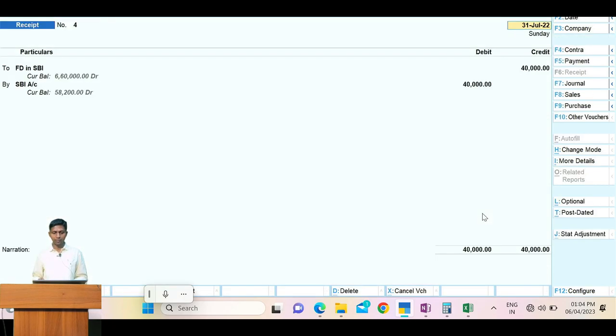Now two events are there in this particular transaction. The first event is that the interest will become receivable, and then after that you will get the interest. Now we haven't yet passed that receivable entry, correct? Now first you must pass the receivable entry, interest receivable on FD.